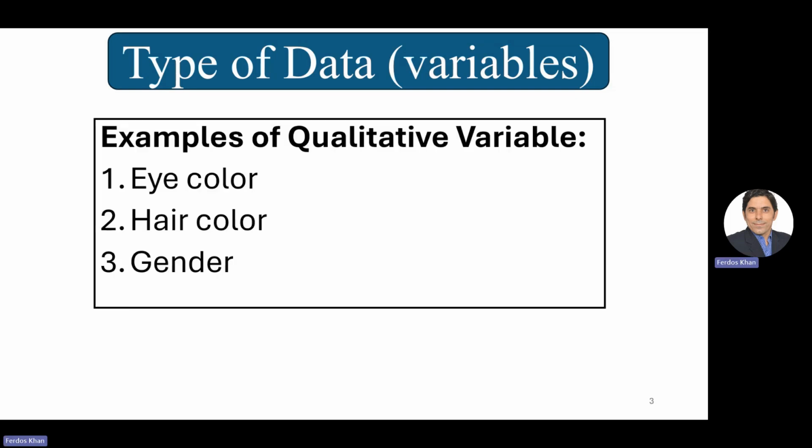These are a few examples of the qualitative variable: eye color can be green, brown, blue, and maybe other colors as well. Hair color again is the same, as mentioned already: blonde, black, brunette, and so on. And gender can be male, female, or a third option. So these three variables are qualitative and categorical variables. This means any variable which can be measured in different categories is a qualitative variable.